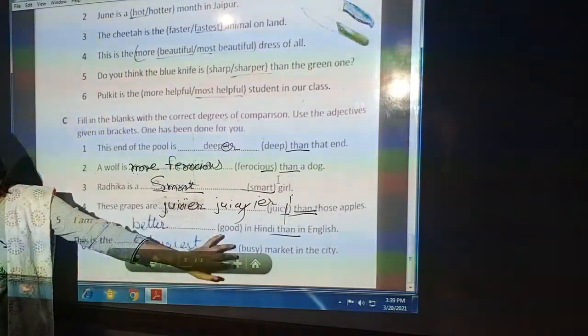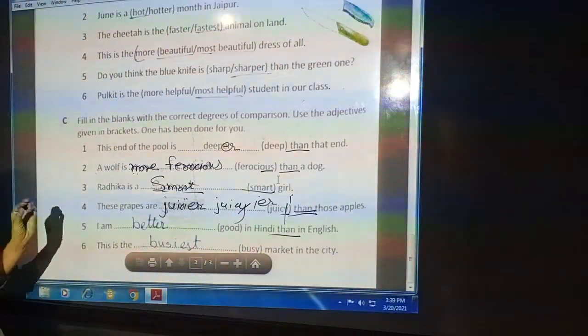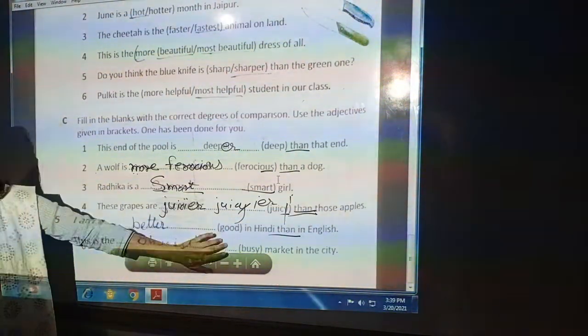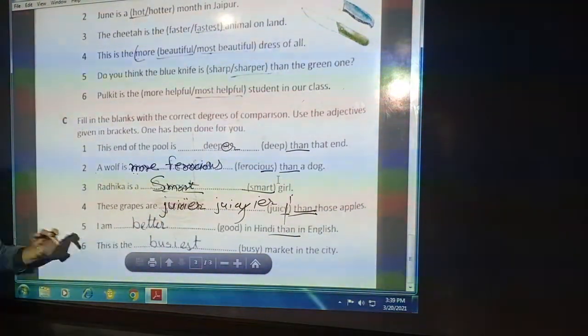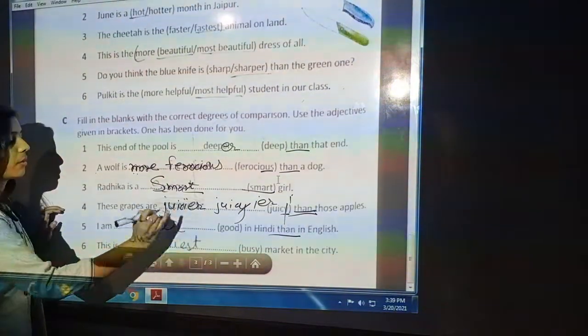For good, there is no particular rule to change in comparative degree. So you have to learn this word. For good, in comparative degree, the word is used, that is better. B-E-T-T-E-R, better.